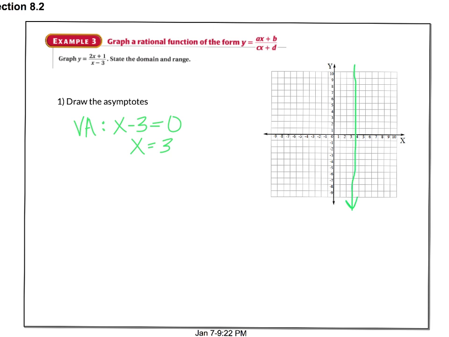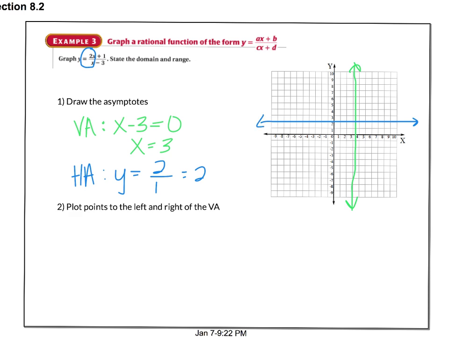Alright, next job is to find your horizontal asymptote, and that comes from the leading coefficients. So those are right here. In my numerator, I have a 2, and in my denominator, there's a 1. Remember, they're the numbers before the letters. So if I took 2 and divided it by 1, you get a 2, and that is your horizontal asymptote. So I just found my two asymptotes.